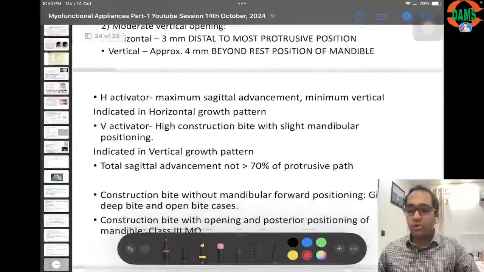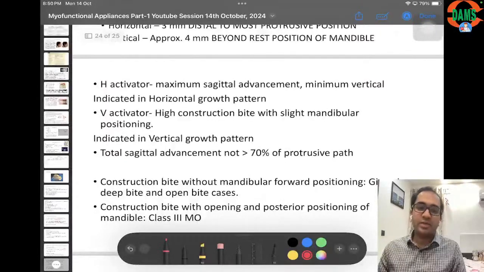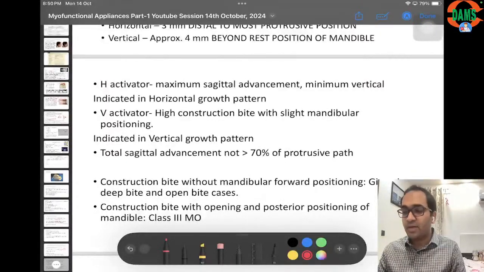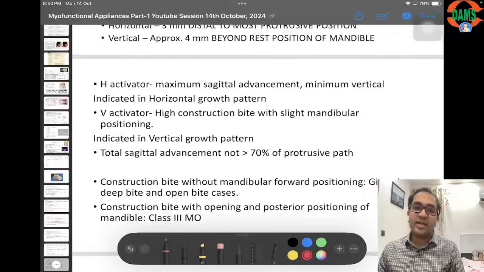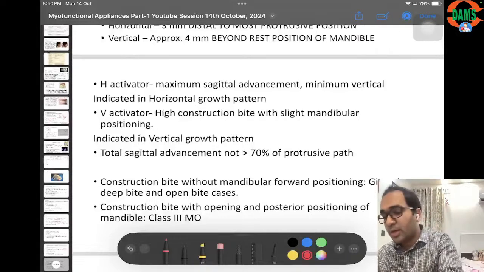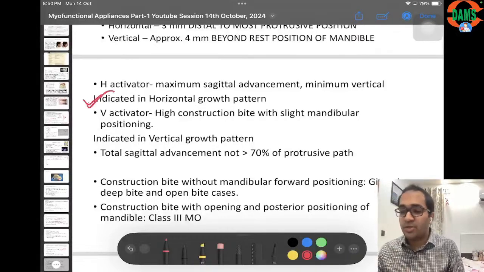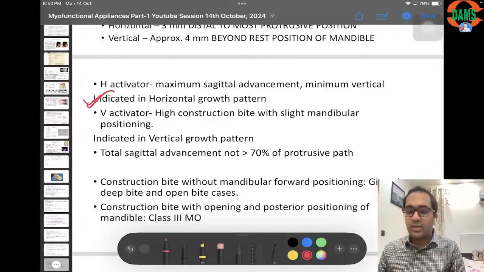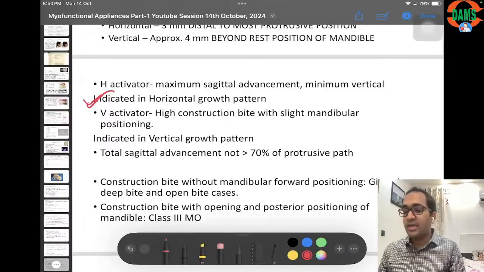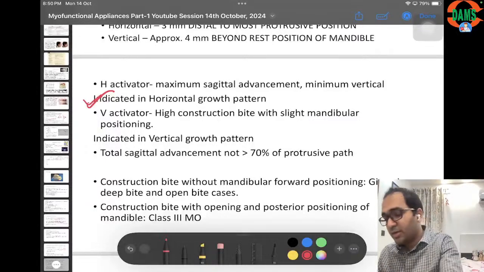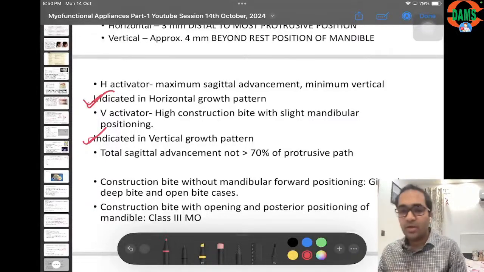इन्हीं वर्टिकल और हॉरिजॉन्टल कंपोनेंट के एडवांसमेंट के बेसिस पे देयर आर टू टाइप्स ऑफ एक्टिवेटर, दैट इज अ एच एक्टिवेटर एंड अ पी एक्टिवेटर. व्हाट इज अ एच एक्टिवेटर? एच मींस हॉरिजॉन्टल, मैक्सिमम सजाइटल और हॉरिजॉन्टल एंड मिनिमम वर्टिकल एडवांसमेंट. तो ये इंडिकेटेड होता है इन हॉरिजॉन्टल ग्रोथ पैटर्न पेशेंट्स. एंड नेक्स्ट इज द वी एक्टिवेटर जिसमें है हमारा मोर वर्टिकल एंड लेस हॉरिजॉन्टल. इट इज इंडिकेटेड इन वर्टिकल ग्रोथ पैटर्न पेशेंट. वाई?